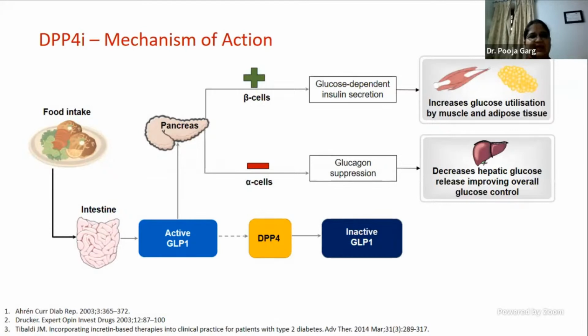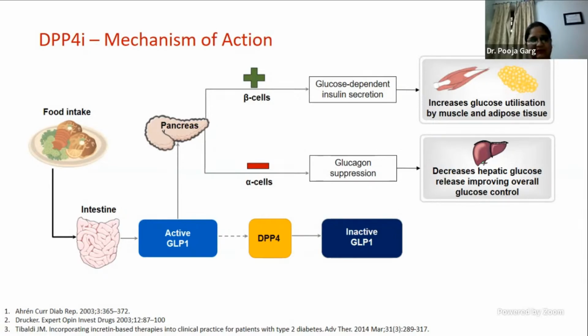Now, talking about the mechanism of action, what DPP4 inhibitors actually do. So we all know how the action of a DPP4 inhibitor actually happens. With the intake of food, as we ingest the food, at the level of intestines there occurs secretion of active GLP-1, which acts at the pancreas and leads to activation of beta cells, leading to glucose-dependent insulin secretion, and it inhibits alpha cells, leading to glucagon suppression. So this active GLP-1 is deactivated or broken down by the DPP4 enzyme, leading to inactive GLP-1.